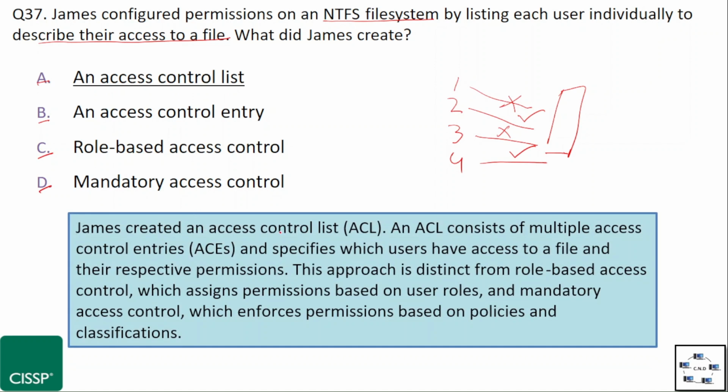So James created an access control list, that is ACL, and ACL consists of multiple access control entries and specifies which users have access to a file and their respective permissions. This approach is distinct from role-based access control, which assigns permissions based on user roles, and mandatory access control, which enforces permissions based on policies and classifications.